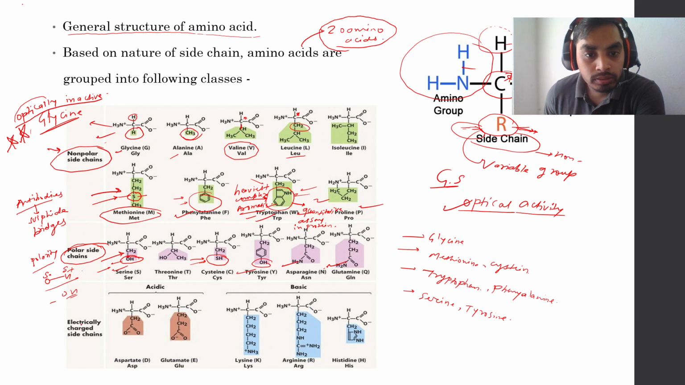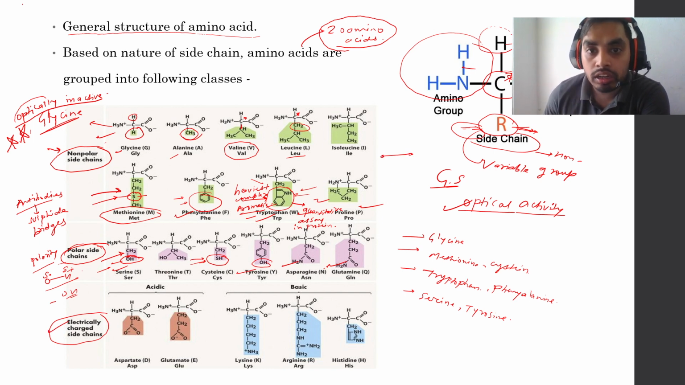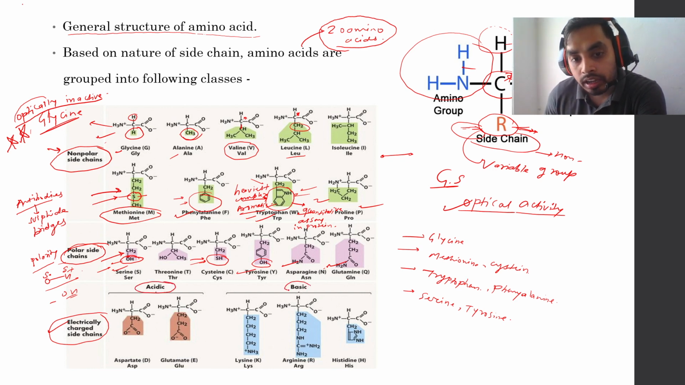And now the last basis of classification, that is electrically charged. Here polarity is not independent, charge is present. Polarity is different. Polarity means there is not a complete charge, but in case of this classification they have a complete charge because there are extra carboxyl and amine groups. So those amino acids that have an extra carboxylic acid, these are acidic amino acids, and those that have an extra amine group, then they are basic amino acids. Okay.